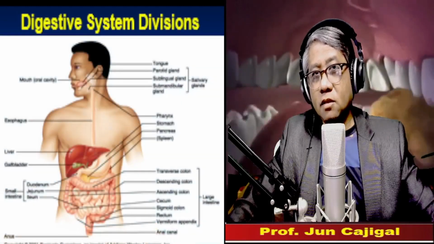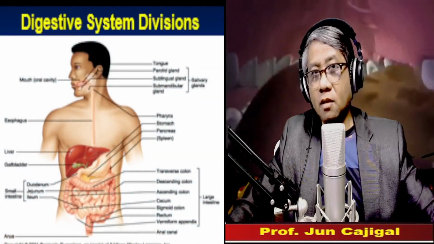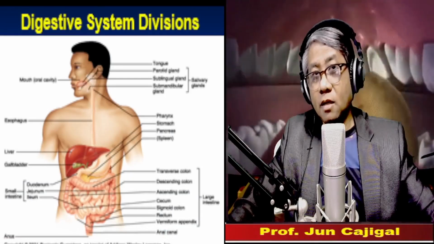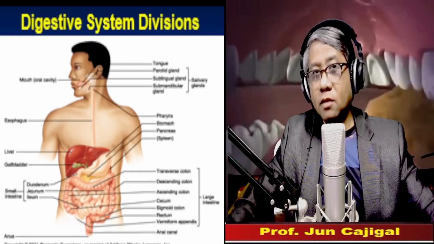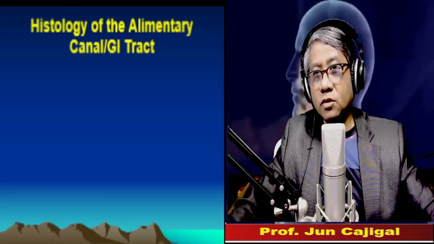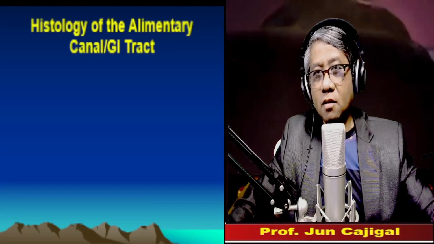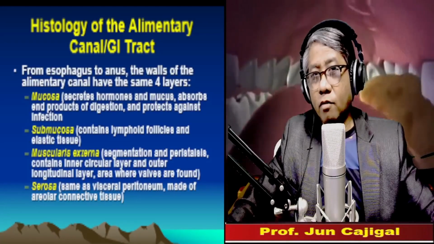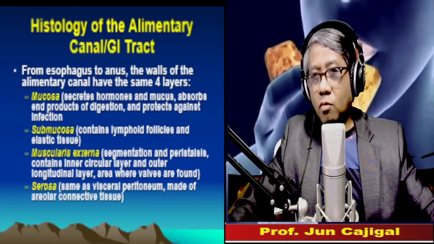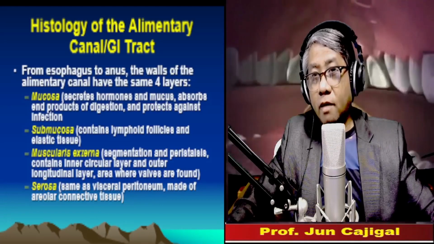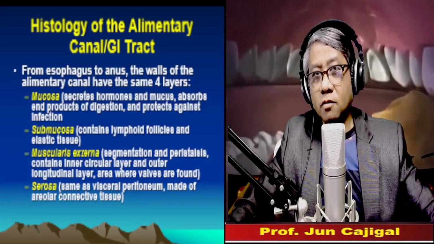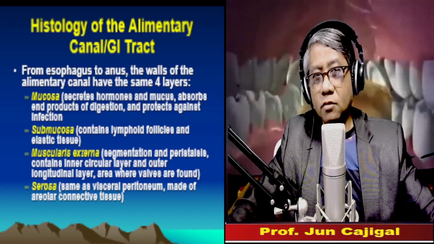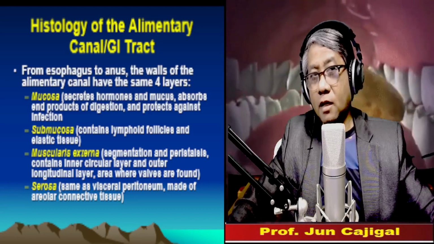So our digestive system is composed of the alimentary canal or the GI tract or the gastrointestinal tract and the accessory structures. So at this point, let us now study the histology of the alimentary canal or the gastrointestinal tract. Now, from esophagus to anus, the walls of the alimentary canal have the same 4 layers. So take note, they have the same 4 layers from esophagus to anus. So we have the following layers of the alimentary canal.